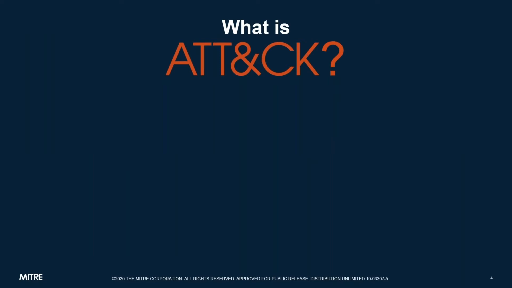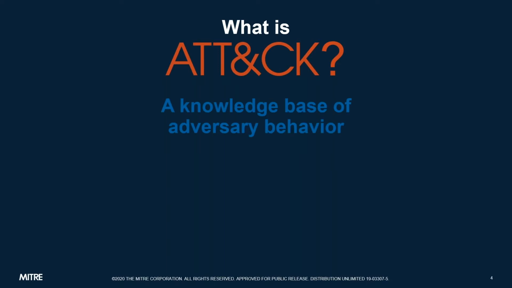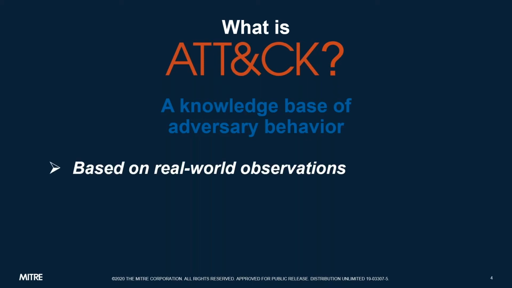So for those who aren't familiar with Attack, I'll go over a quick intro. Attack for Enterprise or ICS is basically a knowledge base of adversary behavior. And really what it is, is based on real world observations of what adversaries do against certain technology domains. So we're not thinking about everything you could potentially do to a system. We want to really highlight what has happened in the real world, or what red teams are doing that are credible.